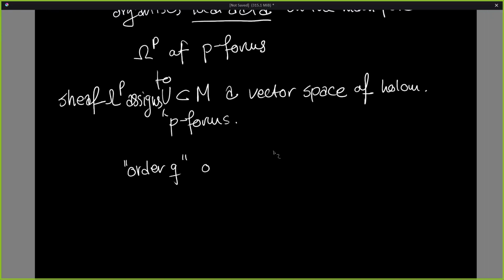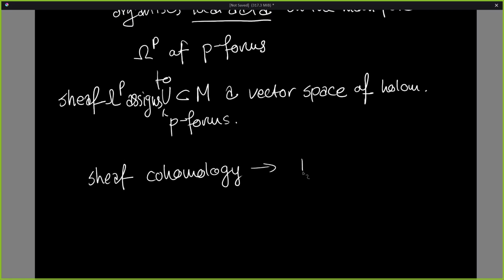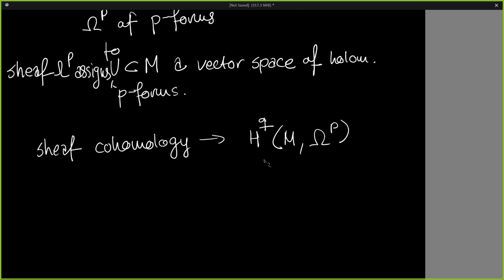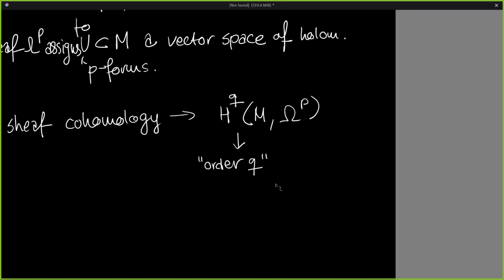So yeah, the sheaf cohomology is H^q(M, Ω^p), and this categorizes the order. Order q is not something that's talked about formally. It's just roughly the complexity level of the obstruction, where q is some measurement of how entangled the obstruction is. I don't want to say any adjectives. It's some measure of the complexity of the obstruction.